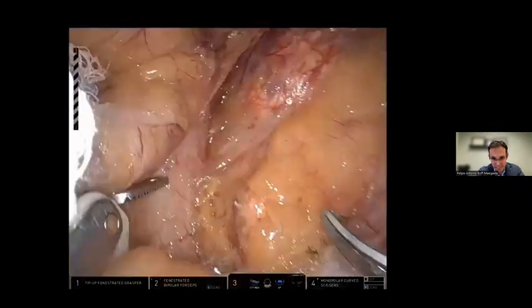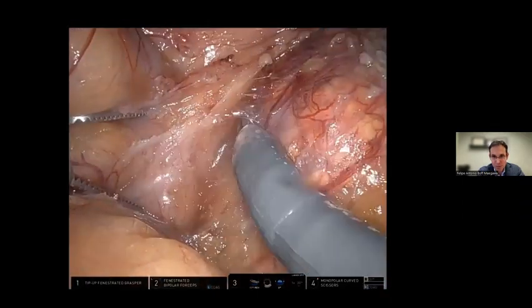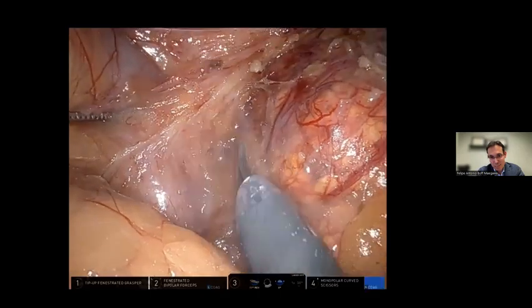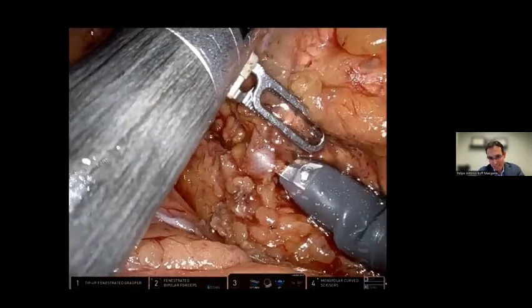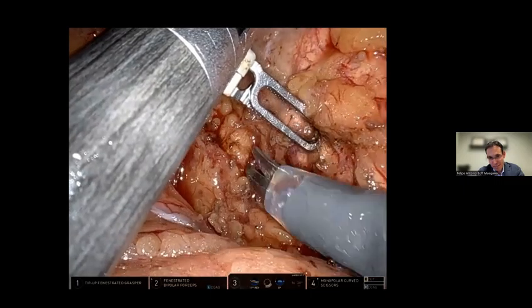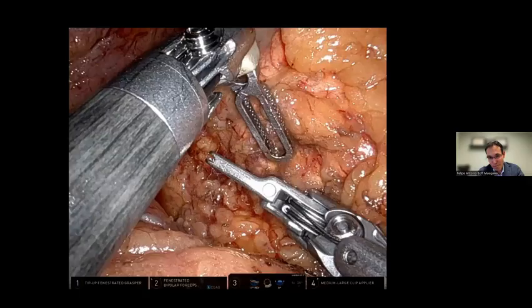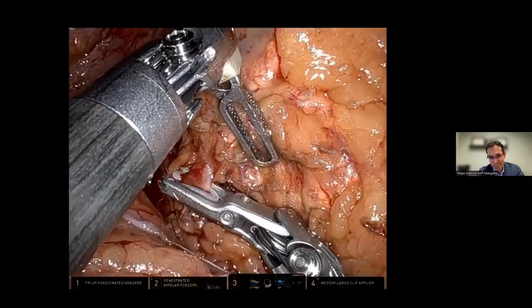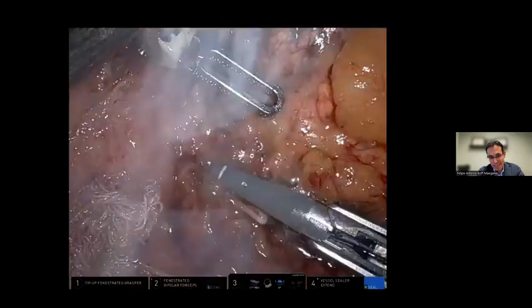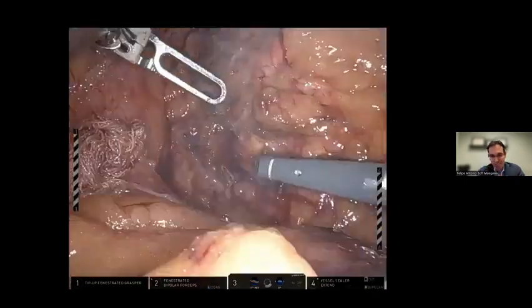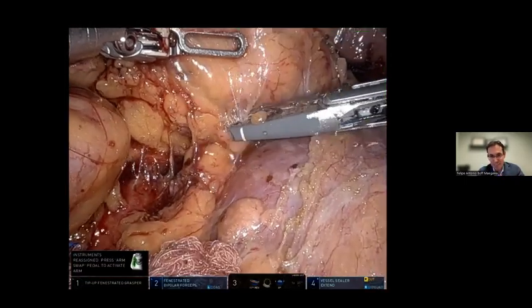And then it's a standard operation. We go immediately, opening the book. Inferiorly, we find the adrenal vein, controlled in the standard fashion with Hem-o-lok and vessel sealer. And then it's just dissecting circumferentially with the vessel sealer off the kidney.